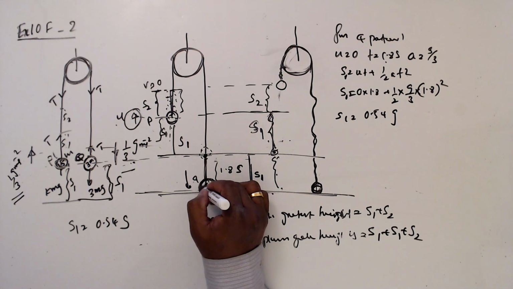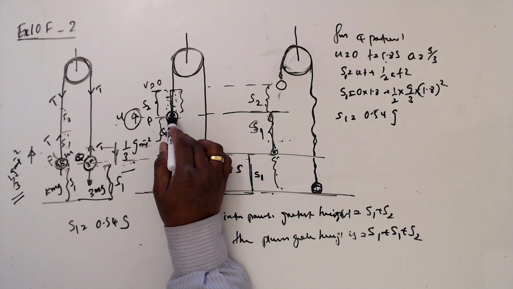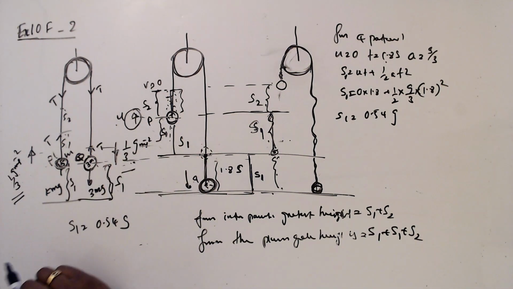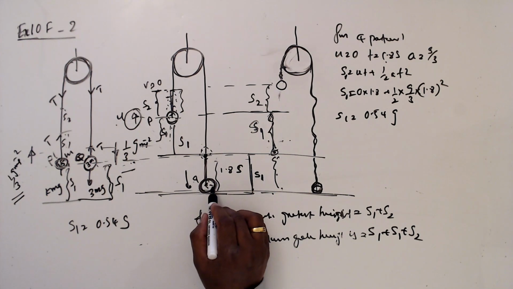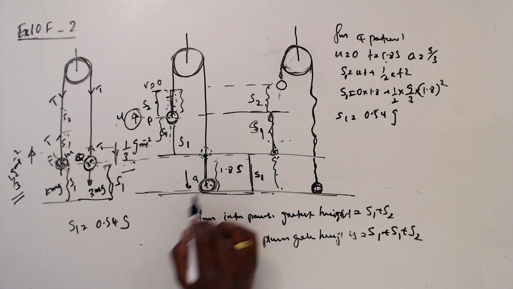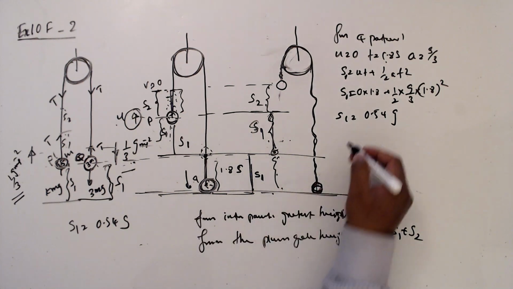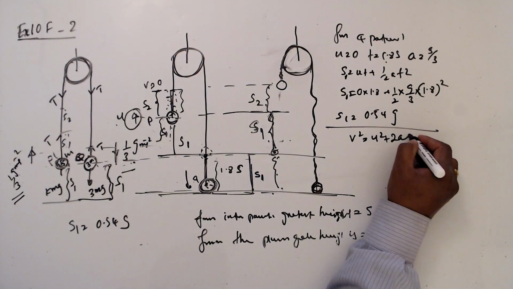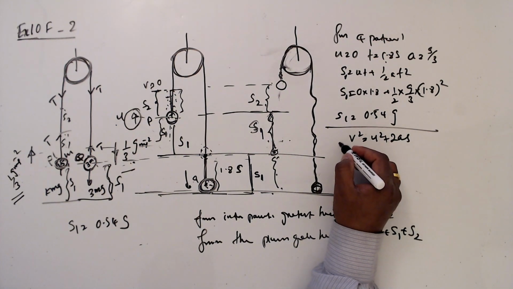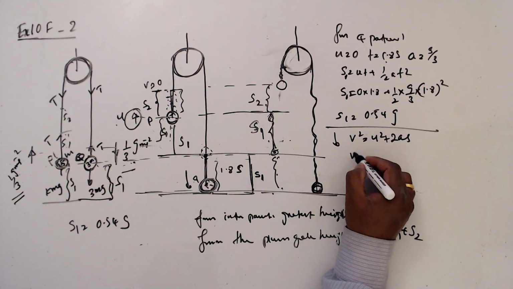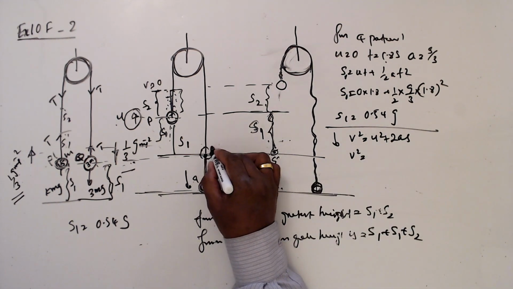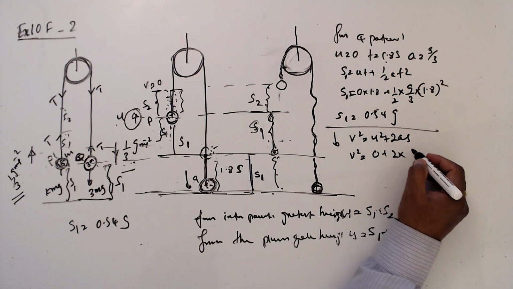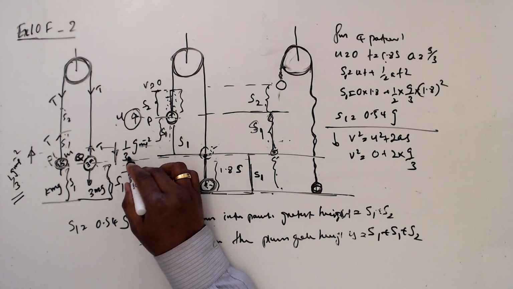When the time it strikes, the particle P has the same velocity upward. So then we want to find the velocity of this particle when it strikes. For this one, we have to use v square equal u square plus 2as. Let's put it downward. So v square equal u square, so initial speed is 0, plus 2 times a. We know that is g over 3.